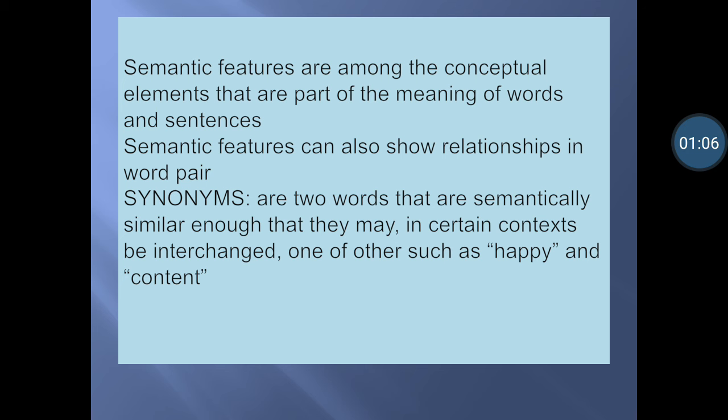Here we have synonyms, which are two words that are semantically similar enough that they may, in certain contexts, be interchanged with one another, such as happy and content. So the semantic features are the words that have similar meanings to the words that we have. For example, it can be synonyms. One example is woman. Its similar meaning is girl or lady.